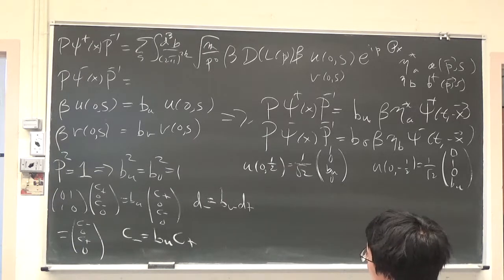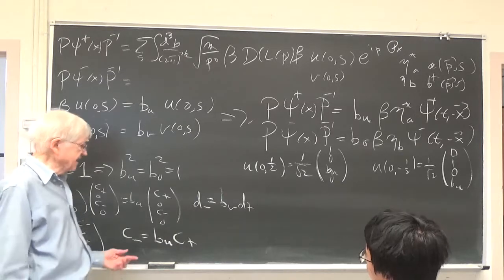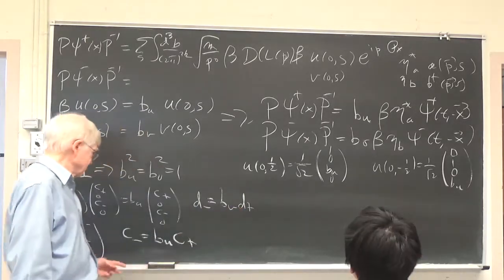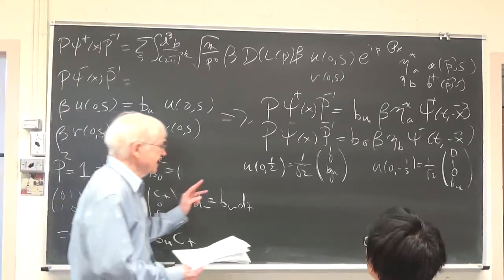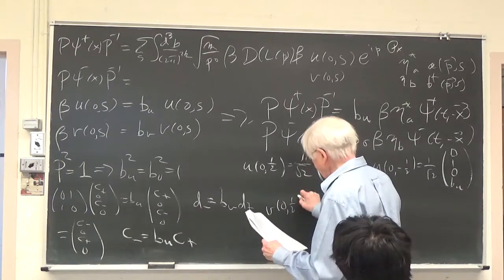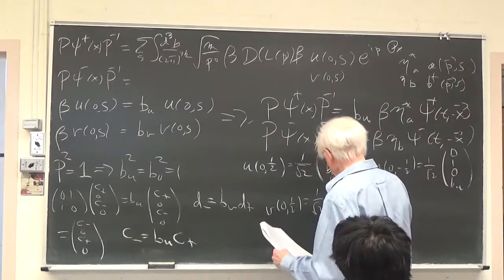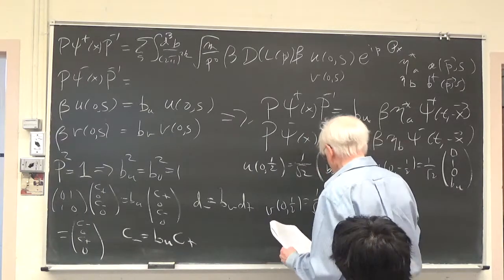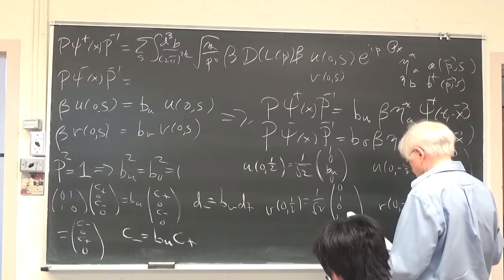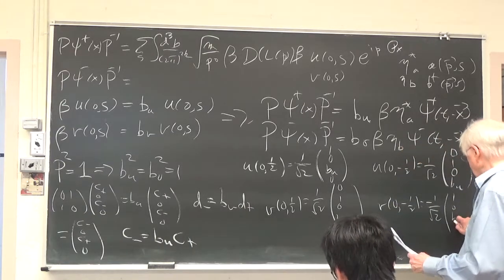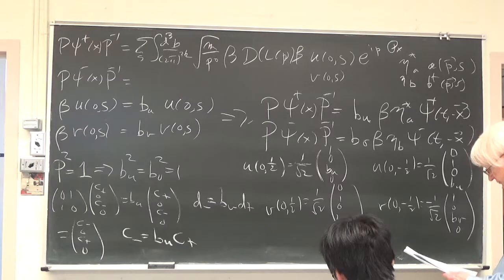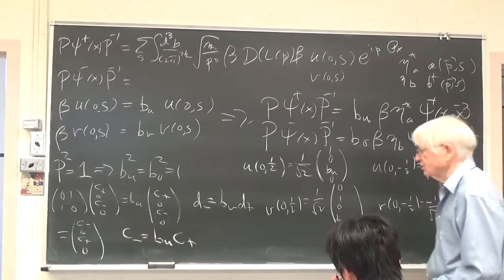Well, that's what we're getting. You see, over there it was arbitrary. Here we're finding that D minus is related to D plus, that C minus is related to C plus in this way, and then V of 1/2 is 1 over root 2, (0, 1, 0) BV, and V of minus 1/2 is minus 1 over root 2, (1, 0, 0) BV. And we're going to learn more about BU and BV in a minute.